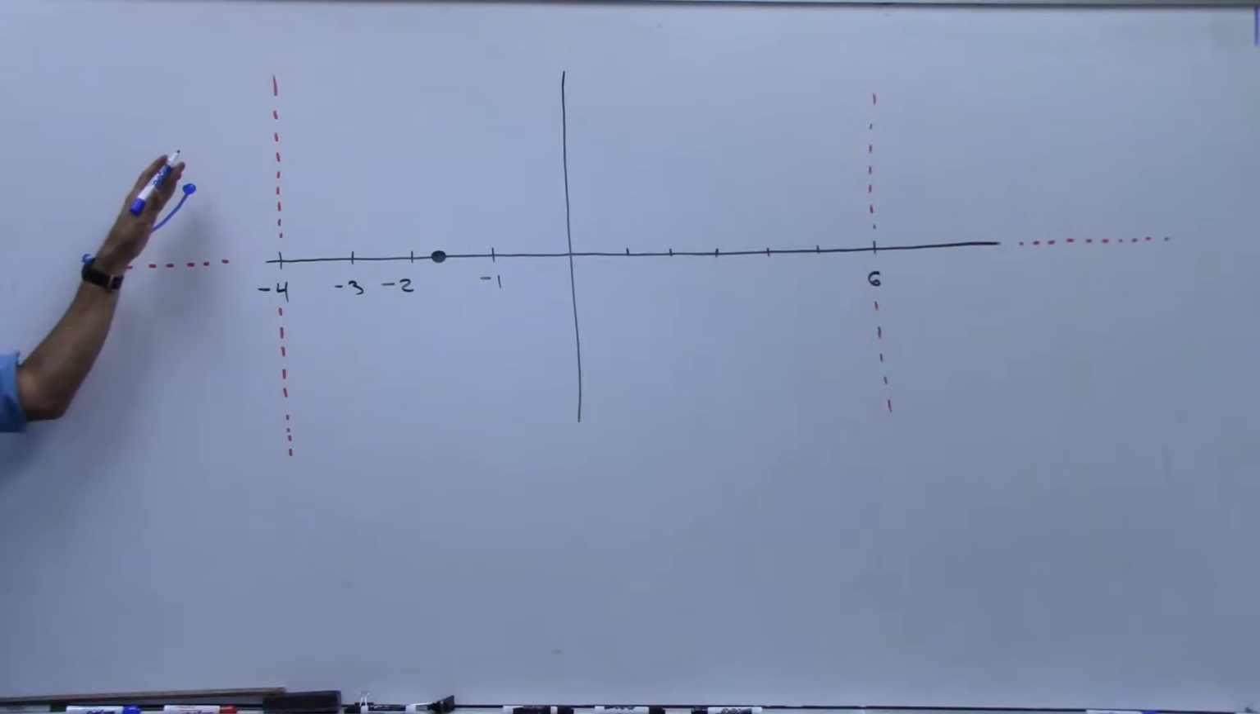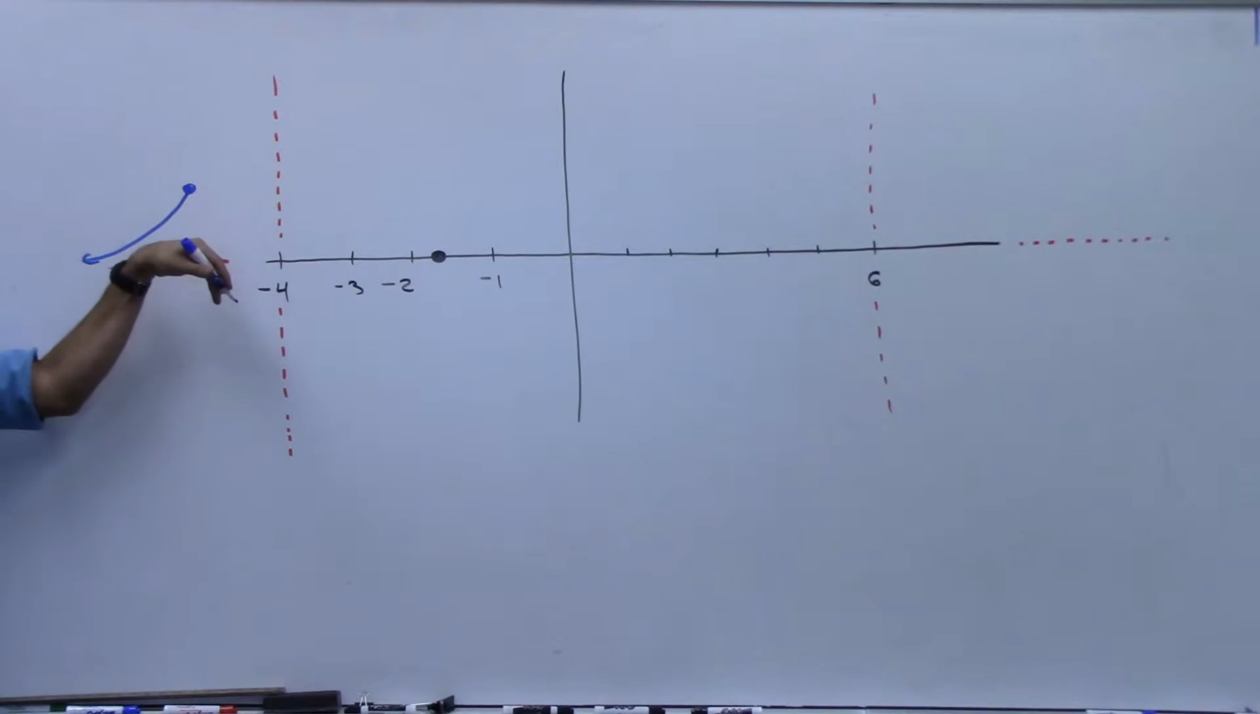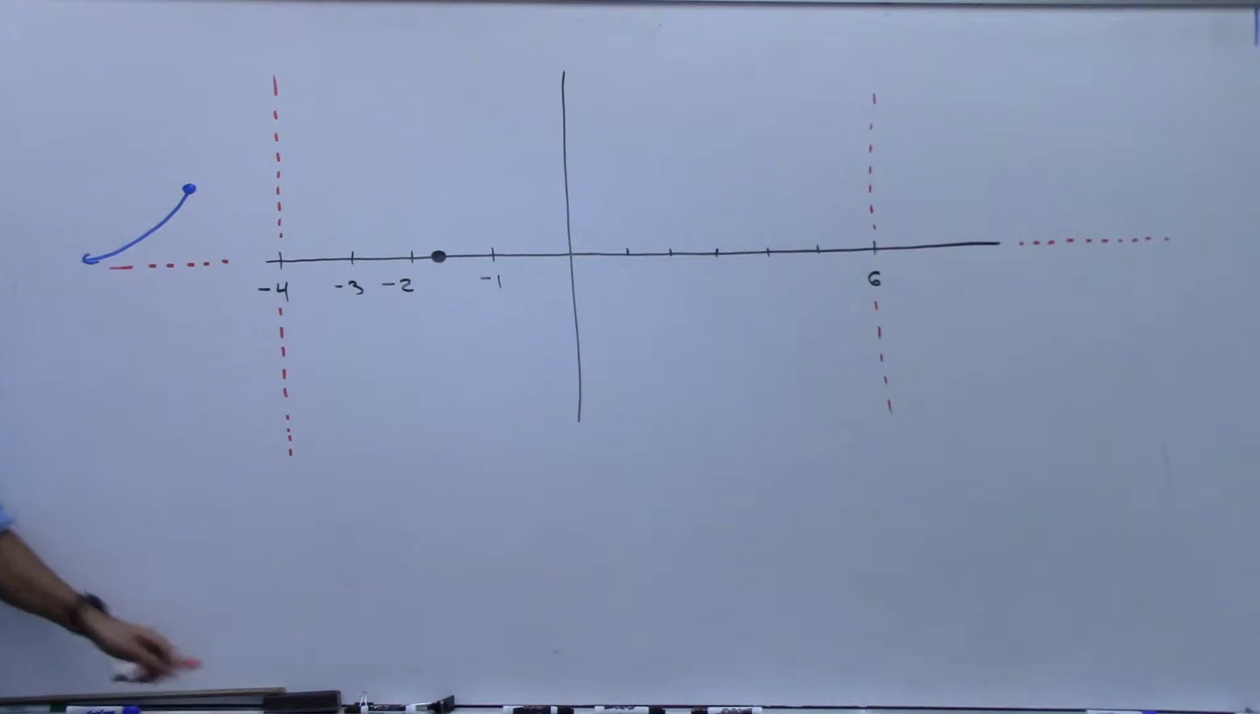And the barrier sends it which way? Up or down? Why not down?